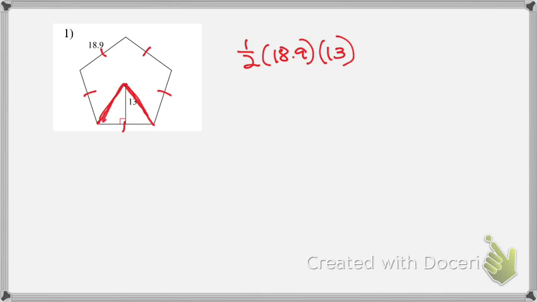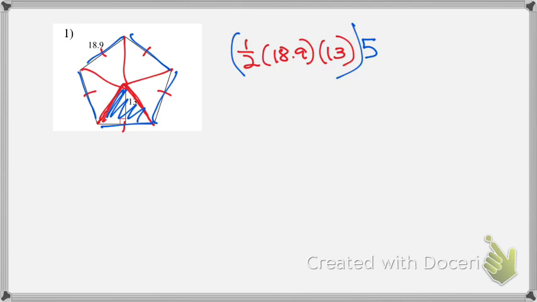But all the triangles are the same, so we're going to take that answer, and hopefully you can visualize that you have 5 of those, same as the number of sides. 1, 2, 3, 4, 5. So take that answer, and you're going to multiply it by 5. Okay, and that's how you find the area of a regular polygon.